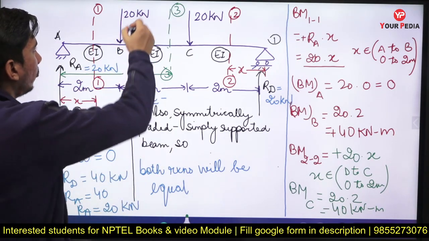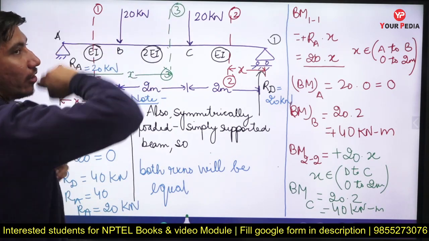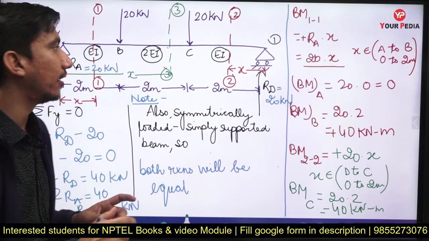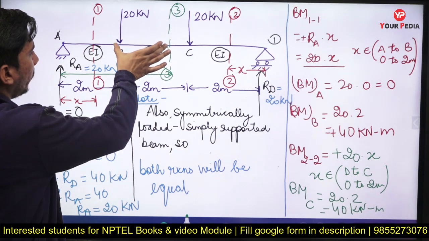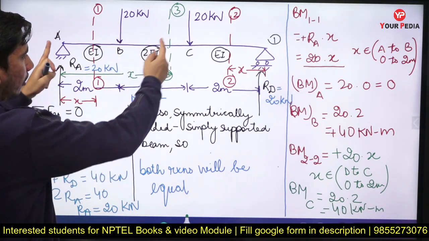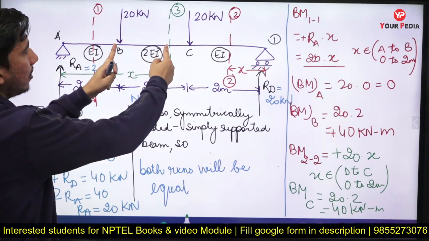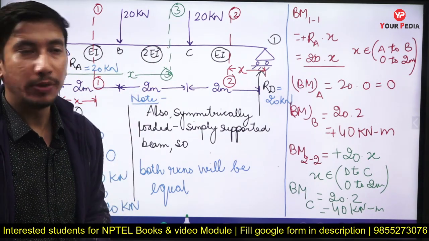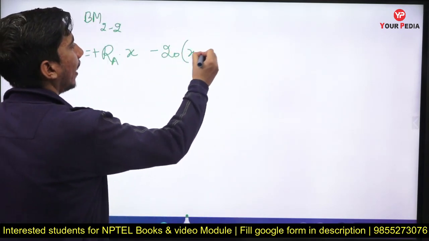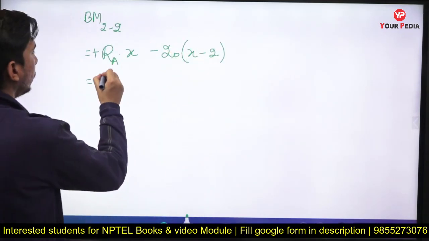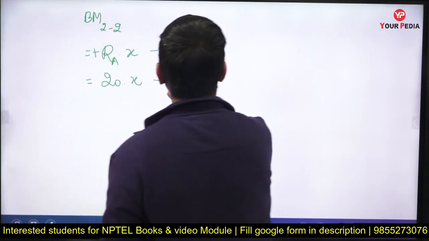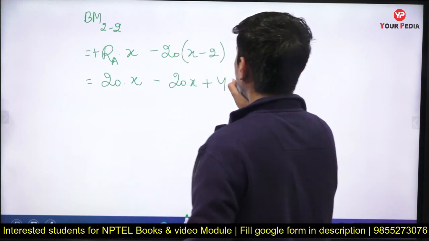Now what is another force that is also creating moment over here? That force is this 20 kilonewton. This 20 kilonewton is creating an anti-clockwise moment to the left of the section, so it will be taken as negative bending moment. What is the distance between this force and this section? This is 2 meters, the whole is x meters, so the distance is x minus 2 meters. So I can write minus 20 of x minus 2. This becomes 20 into x, because the value of RA is 20, minus 20x plus 40.